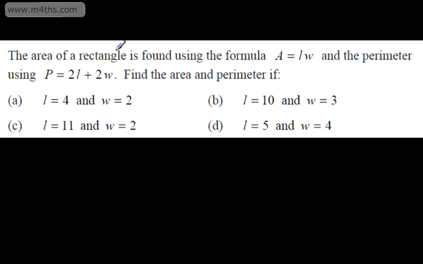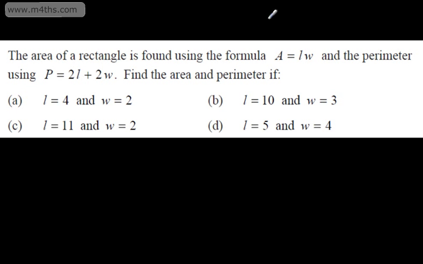The area of a rectangle is found by using the formula A is equal to LW. So that's the length times by the width, as we saw earlier. And the perimeter using P is equal to 2 lots of L plus 2 lots of W. We're asked to find the area and the perimeter if, and then we've got a few questions.